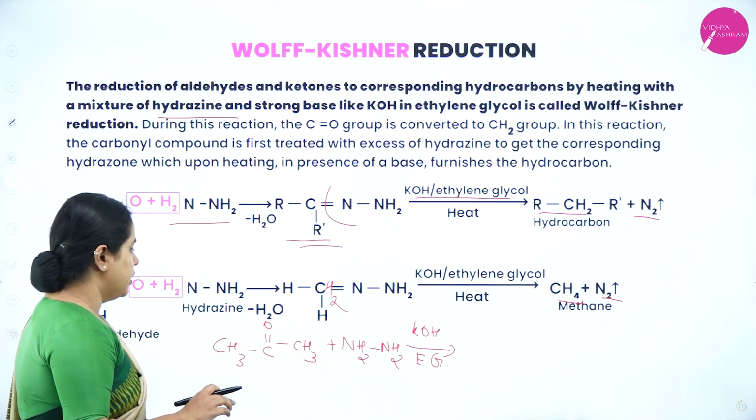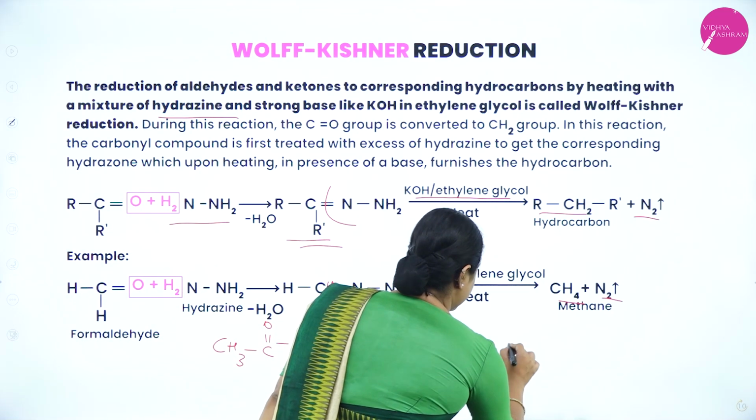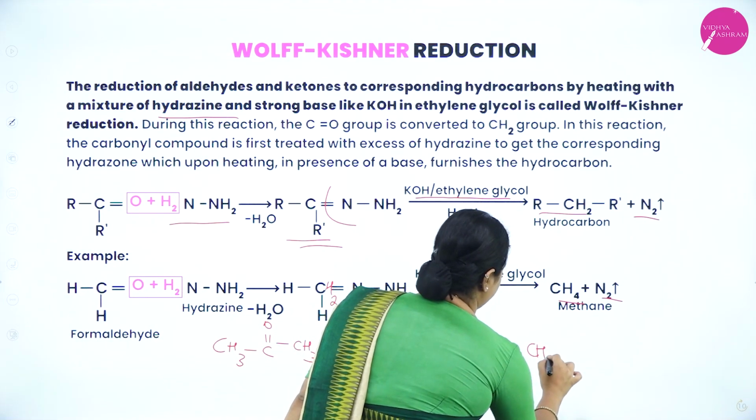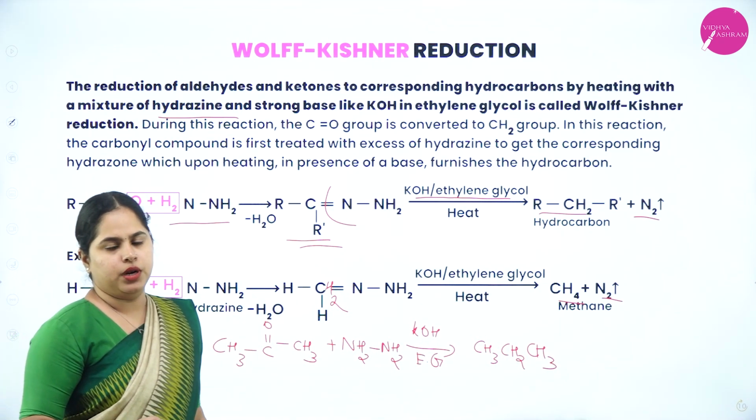What is going to happen? The CO will be just converted into CH2. That is CH3, CH2, CH3 you are going to get. That is propane you will be obtaining. Clear? So this is simple. So I hope it is clear.